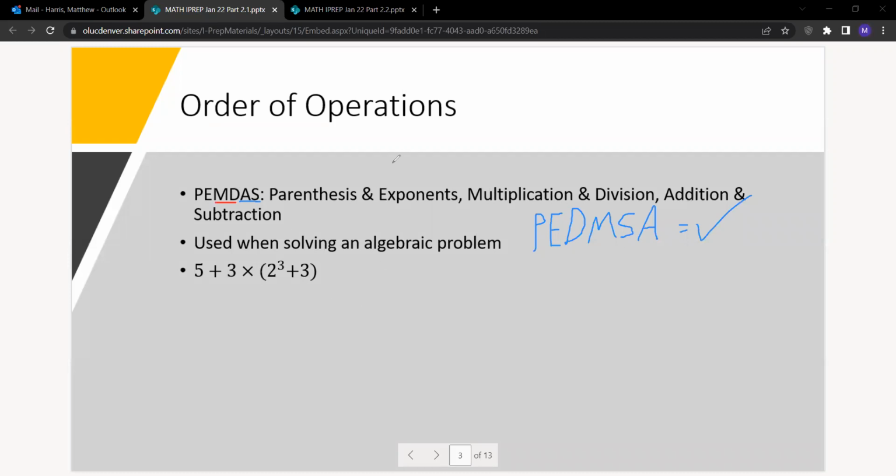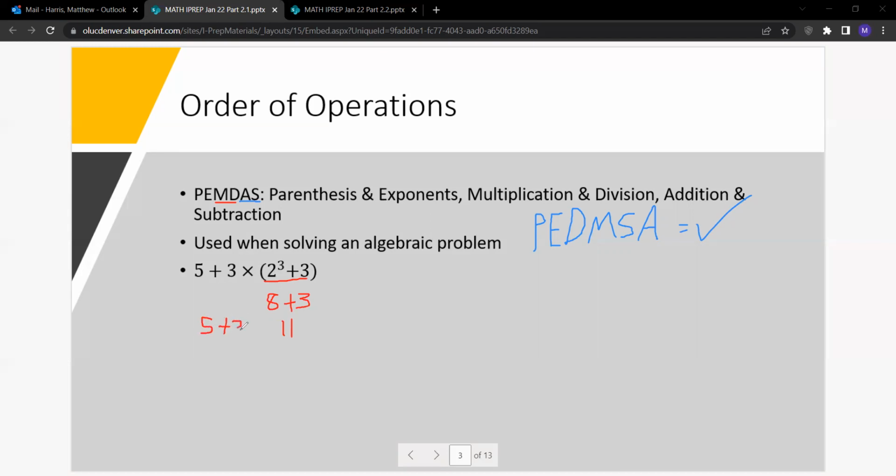So let's go ahead and look at an example to see how this works. So when we're solving, we start with parentheses, which means we'll solve this before any other part of the equation. Next up, we look at exponents, which we have 2 to the third. So 2 to the third power is 2 times 2 times 2, which comes out to 8, plus 3 equals 11. And then we can continue to solve from here.